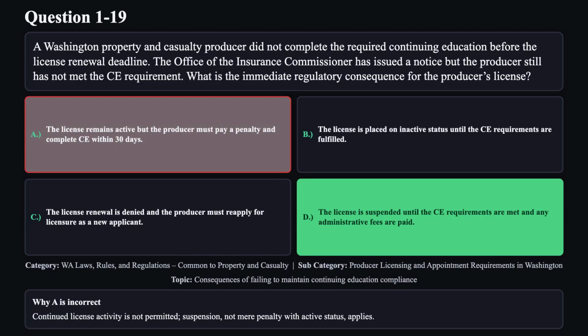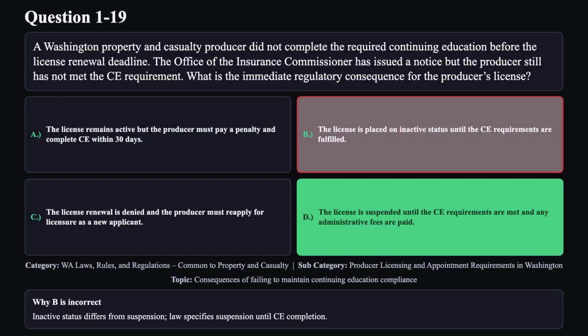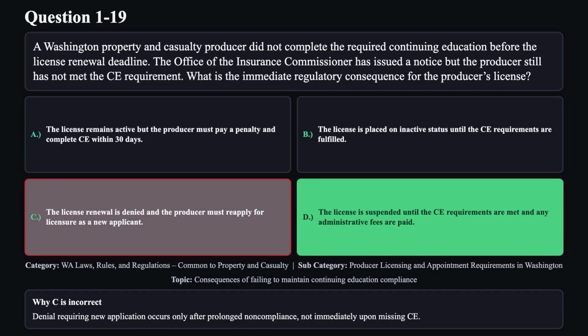Continued license activity is not permitted. Suspension, not mere penalty with active status, applies. Reason B is not correct. Inactive status differs from suspension. Law specifies suspension until CE completion. Reason C is not correct. Denial requiring new application occurs only after prolonged noncompliance, not immediately upon missing CE.